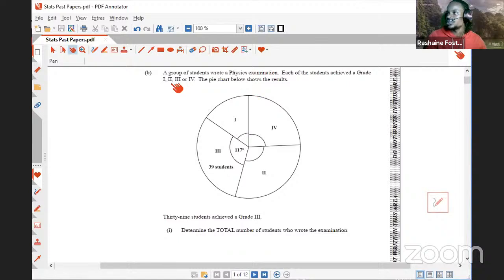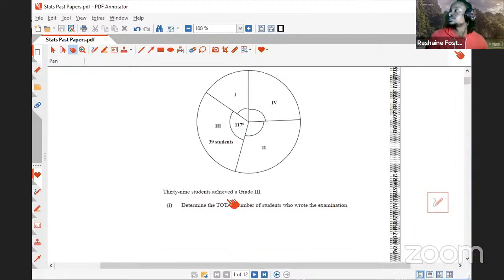They say the range is 1, 2, 3, and 4. So the only thing we're given is 39 students, 117 degrees. So 39 students achieved a grade 3. Determine the total number of students who wrote the examination.